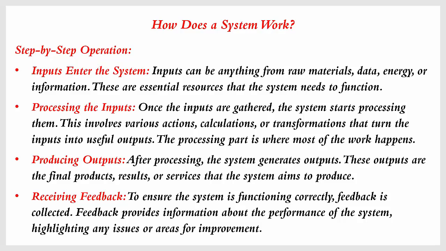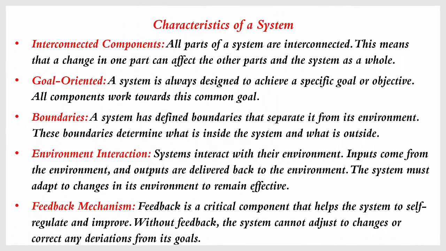Characteristics of a system. Interconnected components. All parts of a system are interconnected. This means that a change in one part can affect the other parts and the system as a whole. Goal-oriented. A system is always designed to achieve a specific goal or objective. All components work towards this common goal.